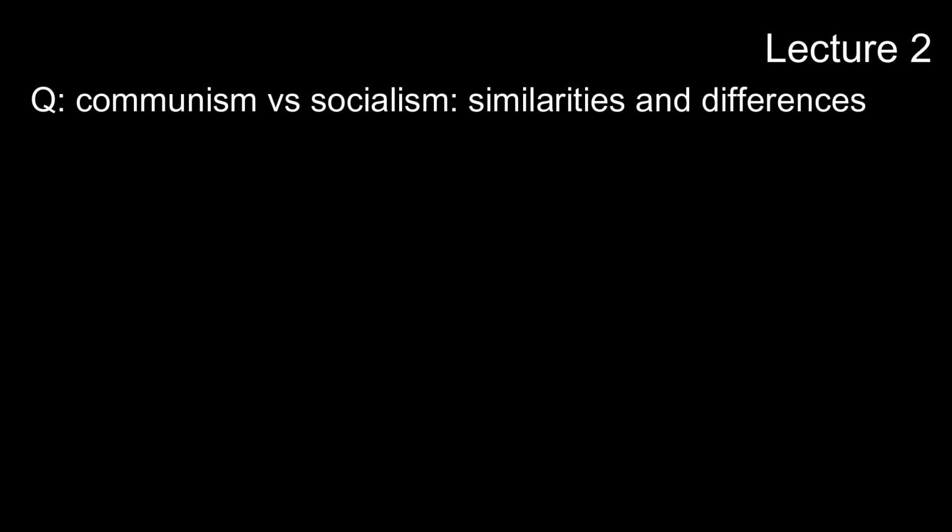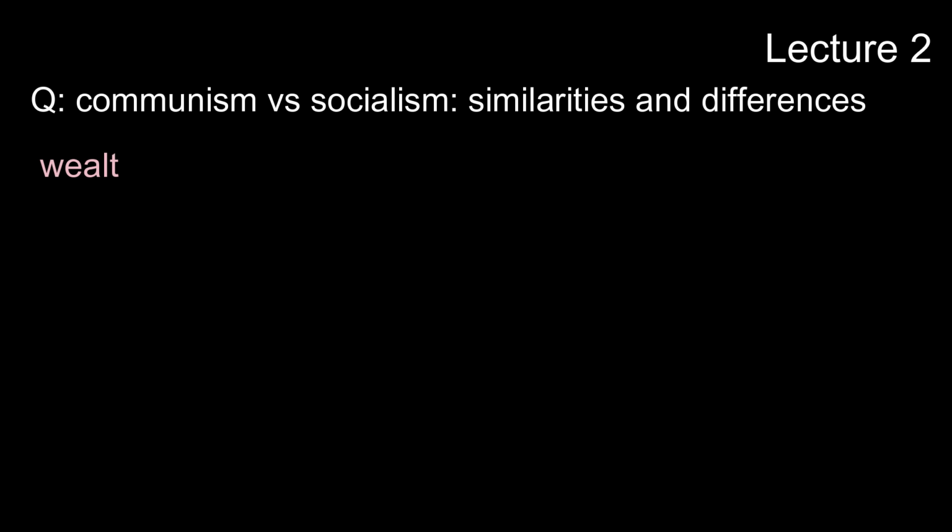Now let's analyze this lecture. Here the lecturer mentions both similarities and differences, so we know that the question will be about both characteristics. Since the sentence begins with communism and socialism, we know that similarities are presented first. Let's take notes on similarities.